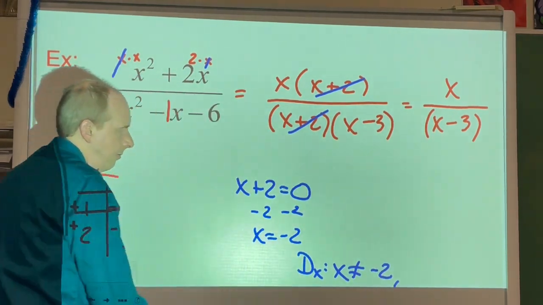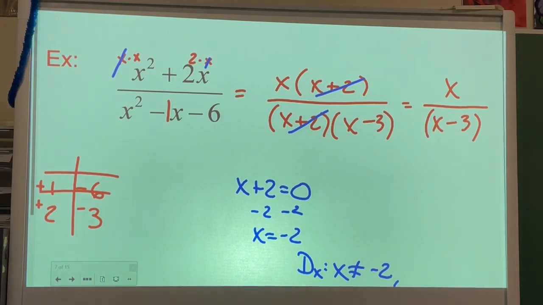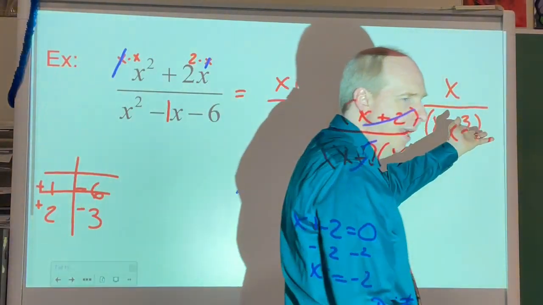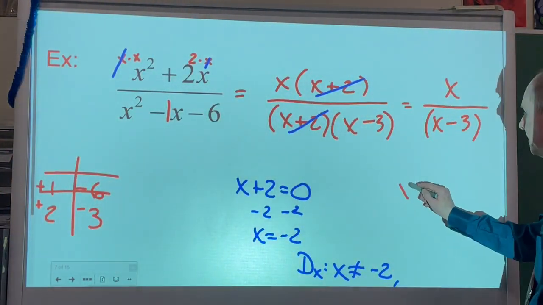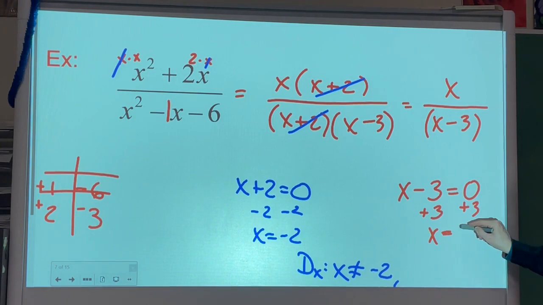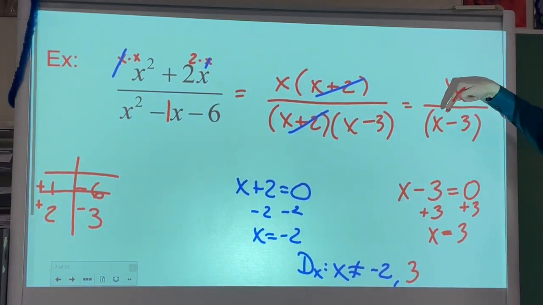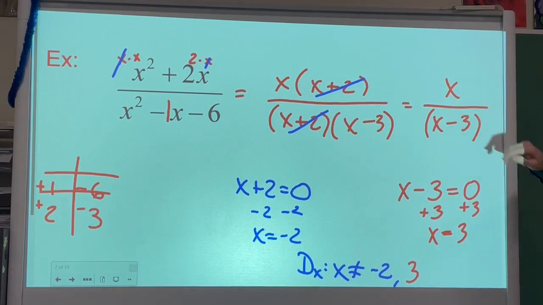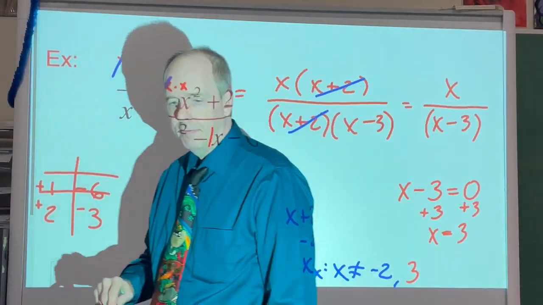And there will be another one. Let's look at the bottom. What's still here? x minus 3. Set it equal to 0. Add 3 to both sides. x equals 3. That cannot be in my domain. If I did 3 minus 3, I'm dividing by 0. That's an asymptote. It's a vertical asymptote.